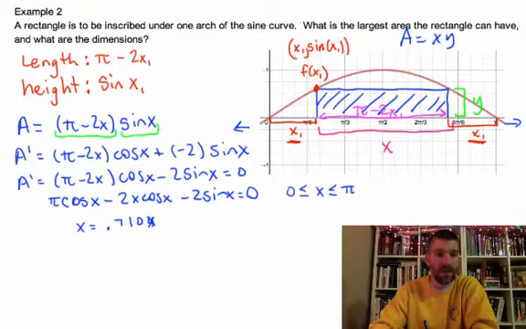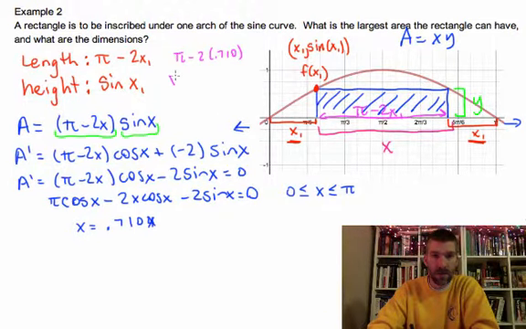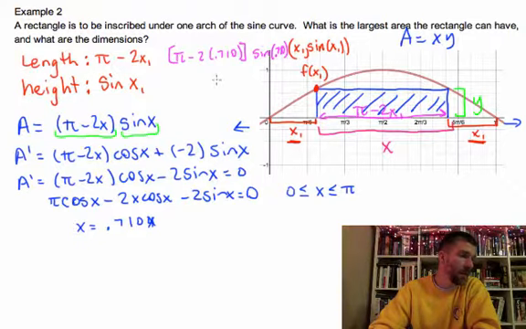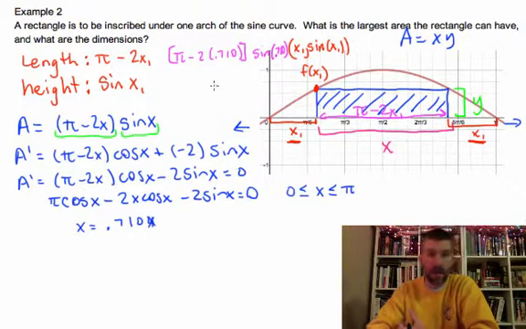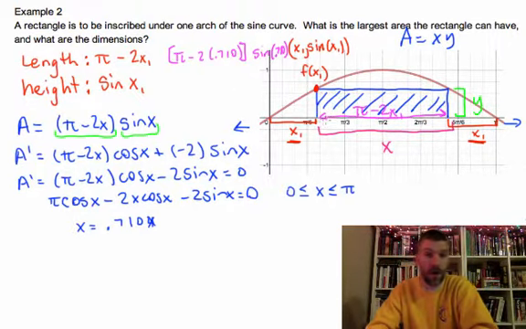That means that my length then is going to be pi minus 2 times 0.710. That's the length, okay, times, I shouldn't use an x there, should I? That's terrible. Times the sine of 0.710. And when you punch all that in together, that's going to give us the area of the rectangle right here in blue that fits under one arch of the sine curve.